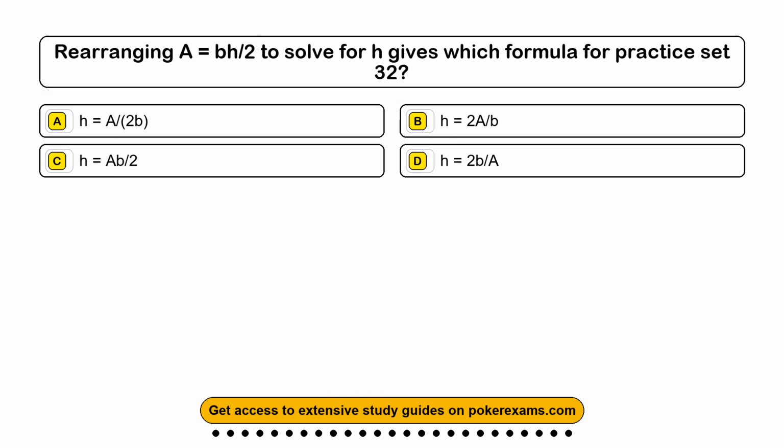Question 11. Rearranging A equals BH/2 to solve for H gives which formula for practice set 32? Option A, h equals a slash 2b. Option B, h equals 2a slash b. Option C, h equals ab slash 2. Option D, h equals 2b slash a.